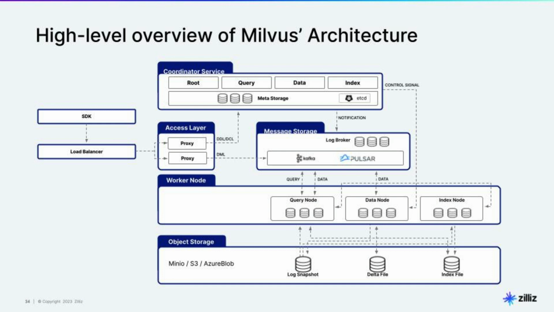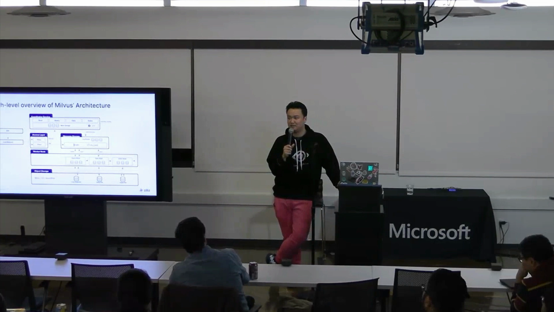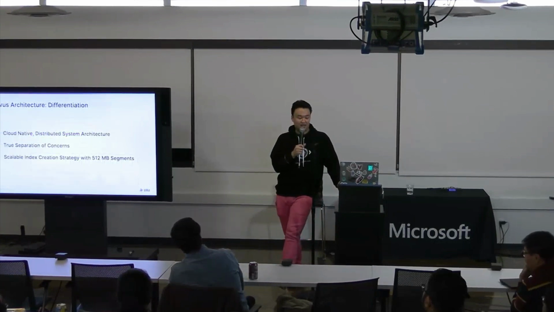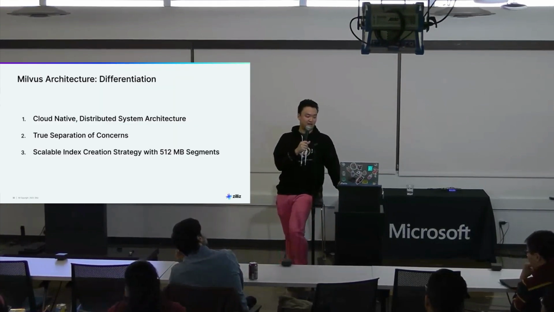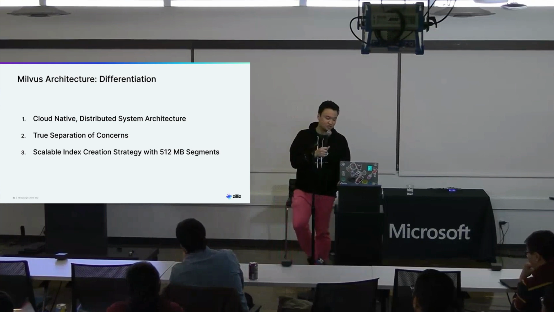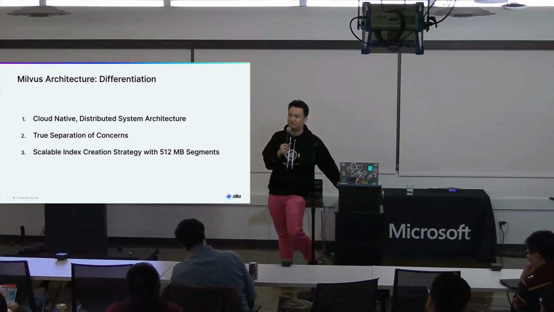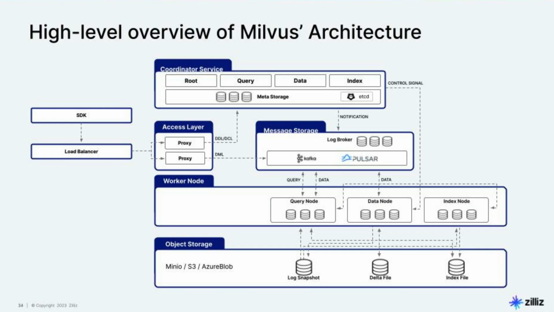Here's what Milvus architecture looks like. I don't have time to cover this. I'd love to talk about this later, but I don't want to cut into Damon's time. And what makes us different? So cloud native distributed system architecture. There's a true separation of concerns. So I'll touch on that in a second here. As you can see here, there's a query node, a data node, and an index node. That's because these are 3 different things that you do when you are working with vectors.